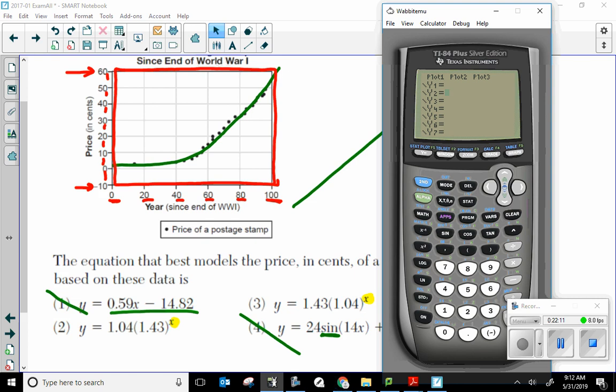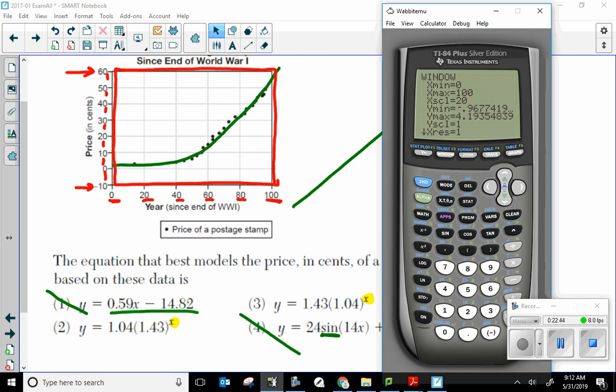And I'm going to put, let's start with number 3. I do 1.43 times 1.04 raised to the x. Now, I want to change my window. It doesn't matter if I put it in y2, as long as I put it in one of these y slots. My window, my x's, again, should go from 0 to 100. So I'm going to go from 0 to 100, and I'm going to go by 20s. That's what that x scale means. How often I want to see my tick marks.